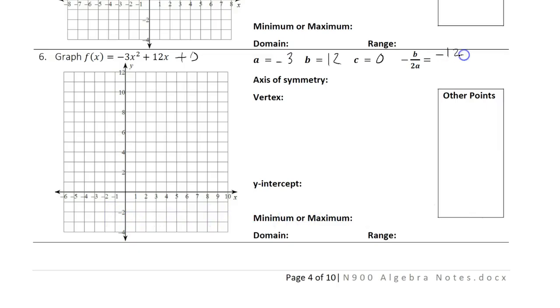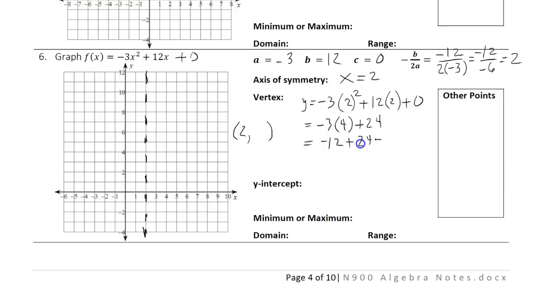Now that you have tried it, check your work. The axis of symmetry is x equals 2. The vertex is (2, 12). The parabola has a maximum at y equals 12. The y-intercept is (0, 0). The domain is all real numbers. The range is y is less than or equal to 12.